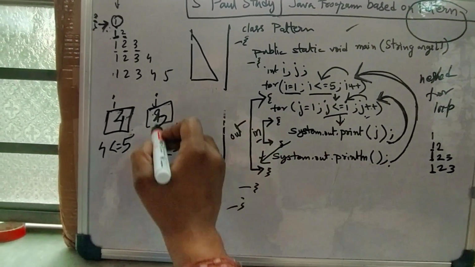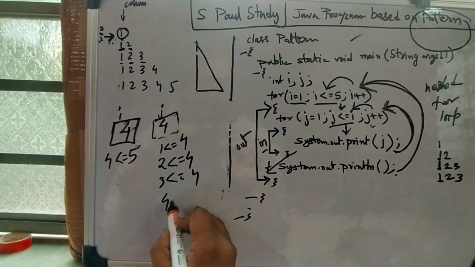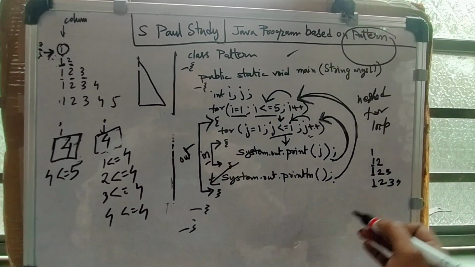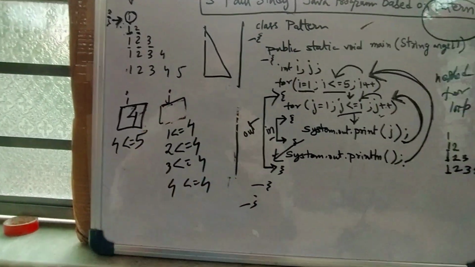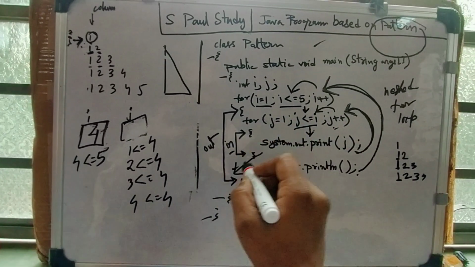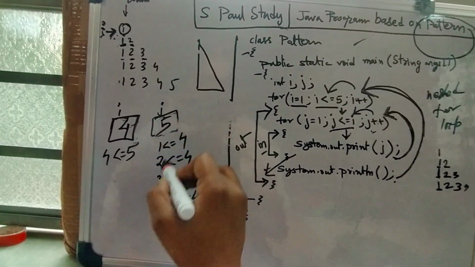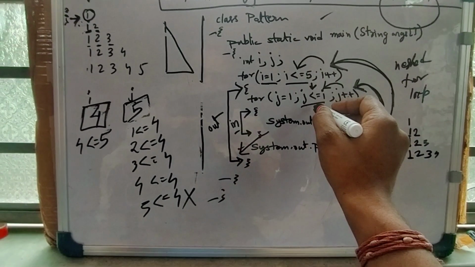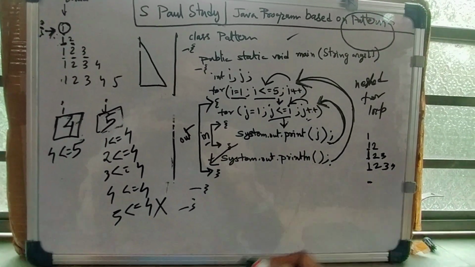Again increase 3 by 1, making 4. 4 is checked with 4, comes down, and prints the value 4. Again it goes. The loop continues. Once the condition fails, then the loop will end. So again, the value of j is now 5. 5 is checked with 4. No, this doesn't match. The condition doesn't match, so it ends the loop, and then goes to the next line.